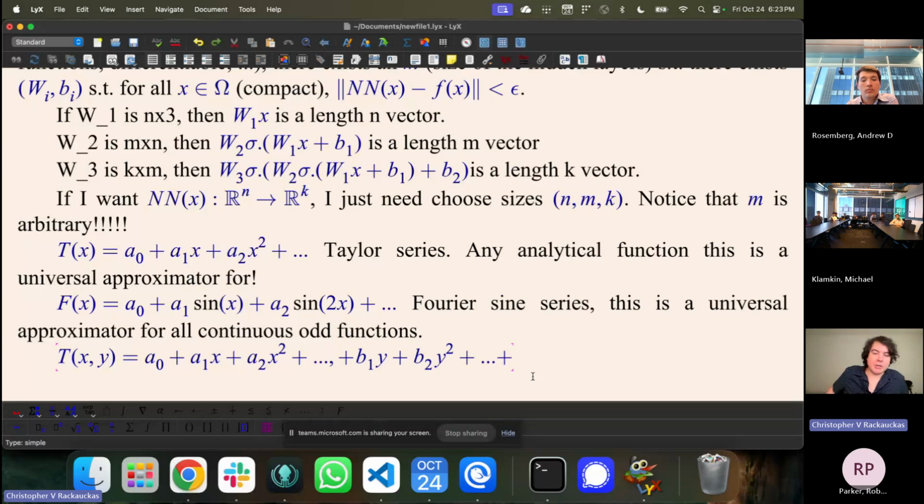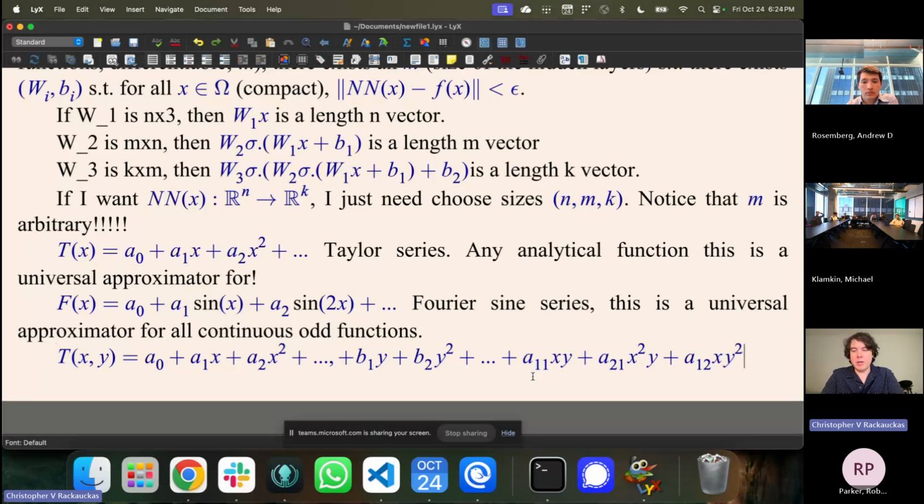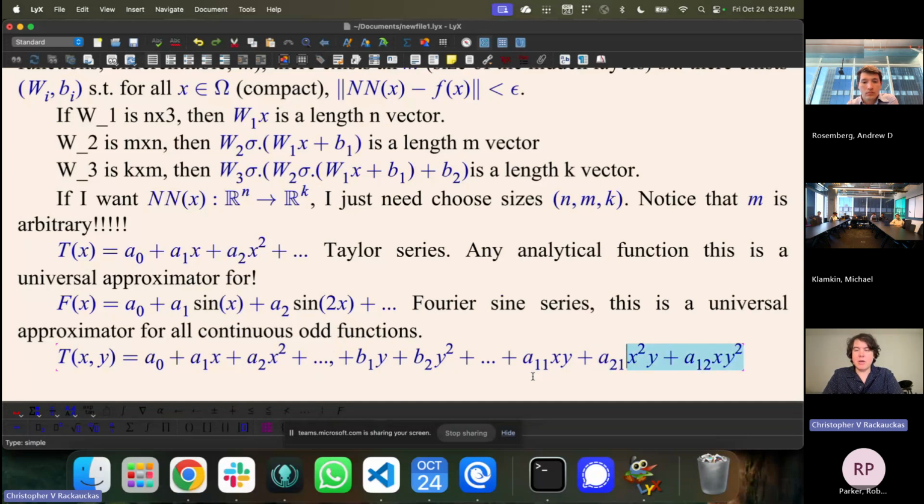But that only works for isotropic functions. You actually have other terms you need to have in here, right? So you also have a11, which is xy, and then let's say we go to the next order, you have a21, which is x squared y, and a12, which is xy squared, right? And you can see here that what you need to do is you need to do every combination of x's and y's together, right?